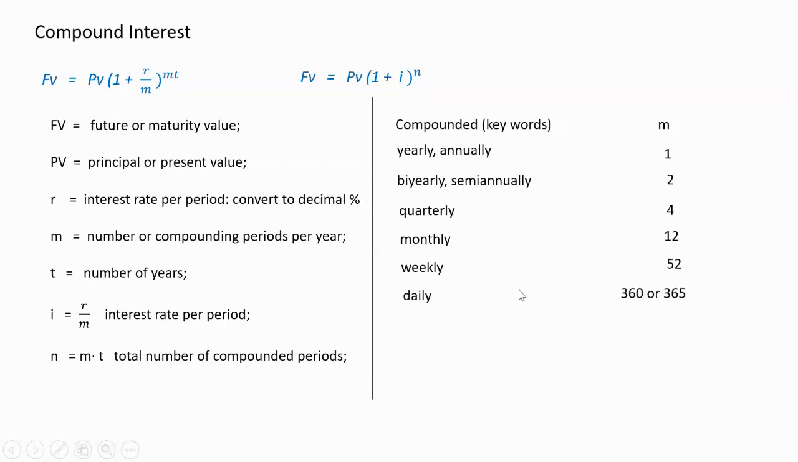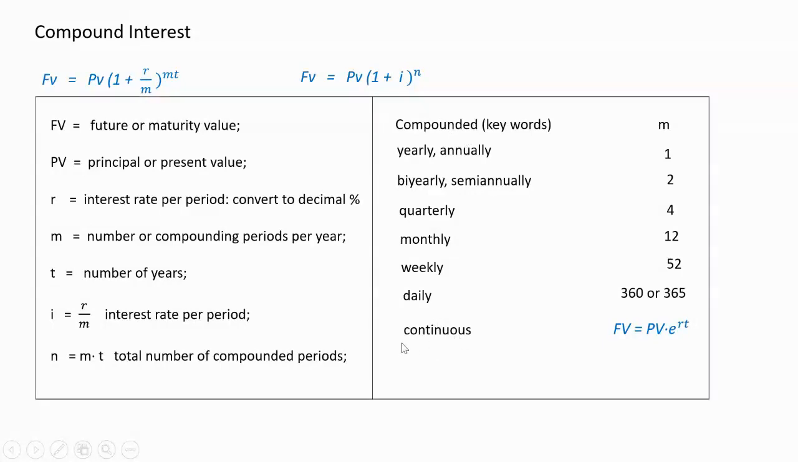If it's daily, it's going to be 360 or 365. If the book doesn't say to use 360, then you use 365. But at times, the book might be specific to use 360 for daily. But if it's not stated, you use 365. Now, if it's compounded continuously, it's a different formula. If it's continuous, this is the formula that we use. Okay, I'm going to give you some examples of each one, using compounded and also continuous.